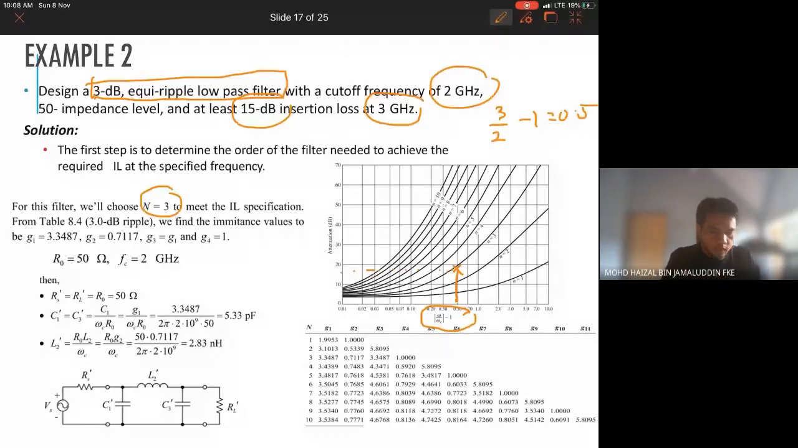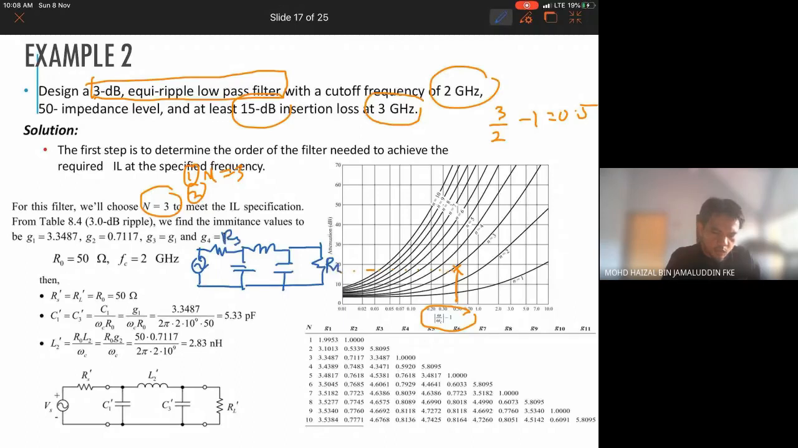So next step, we need to draw the prototype circuit for n equivalent to 3. Step number two, we need to draw the prototype circuit. So here we already know that it has n equivalent to 3. Okay, so it only has 3 components with the RL. So this RS and RL equivalent to 1 because it is an odd number of order.